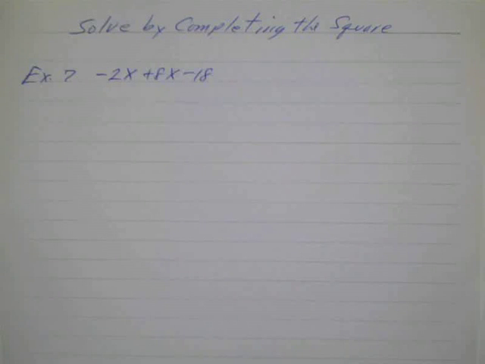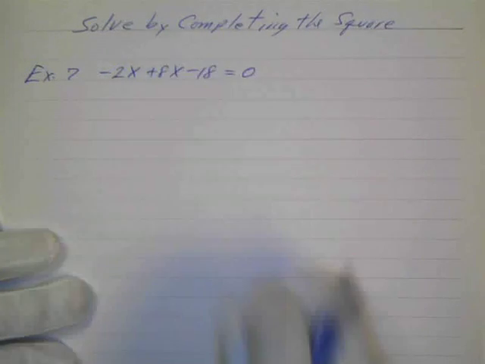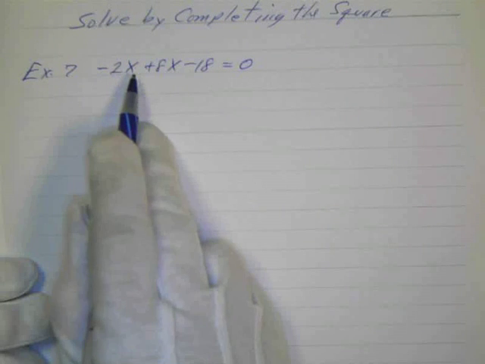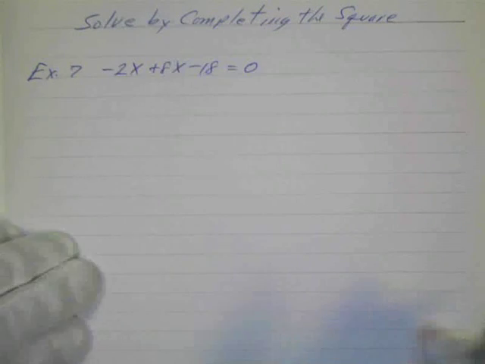Okay, some more solving by completing the square. Oops, I forgot to finish this up. This is equal to 0. Period on me. And then what we'll do first of all is we want to have just a 1 in front of the x squared. So I can divide everything by -2, and that's going to fix it.